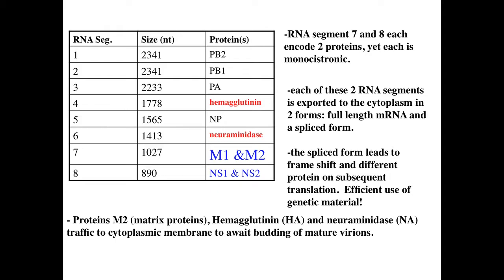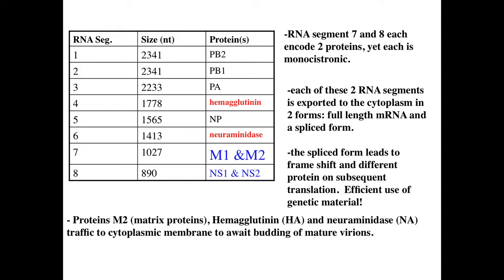Same thing with segment 8. Segment 8 can actually be translated from a full-length transcript, or I shouldn't say a full-length transcript, but an unprocessed transcript of segment 8. That unprocessed transcript will be translated in the cytoplasm as non-structural protein 1, but at some frequency, the messenger RNA that is made of segment 8 in that nucleus will have another intron-like segment removed from the RNA. The RNA is spliced back together, and that spliced form will now be translated in the cytoplasm into a completely unrelated protein, non-structural protein 2.